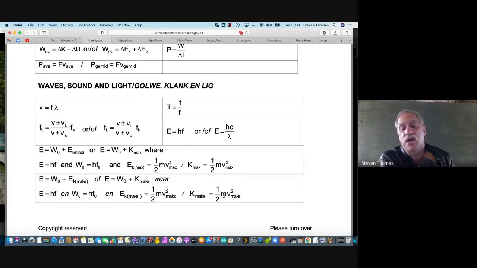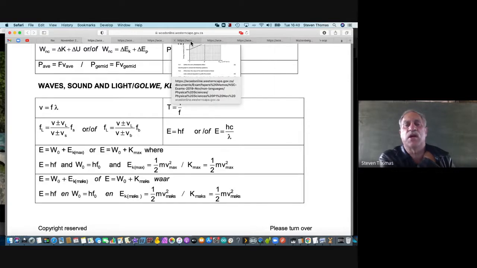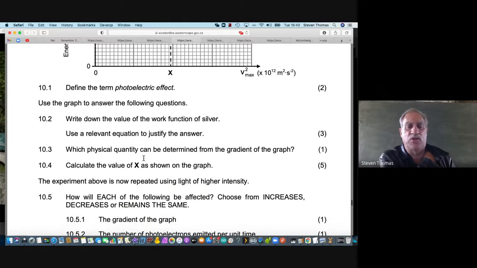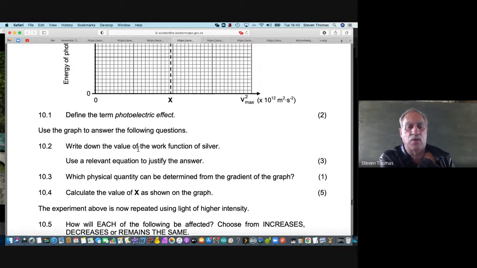I don't know why. But energy divided by the velocity squared, energy, if you ignore the work function, divided by the half m, divided by v squared. If you divide that by v squared, you're left with m. So the answer is the mass of the electron. That's the gradient of the graph.